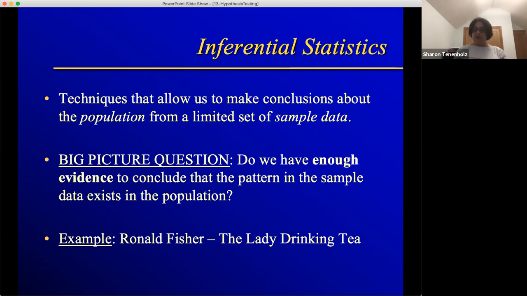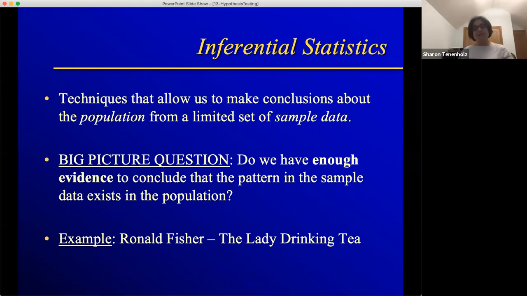So Ronald Fisher was a British mathematician in the 1920s. And he had been hired by a research institute to help the scientists design better studies, better experiments. And he was kind of at a loss. He wasn't really getting too far. Well, one day he was taking a break. This is Great Britain as well. So he was having afternoon tea with some friends, some colleagues.